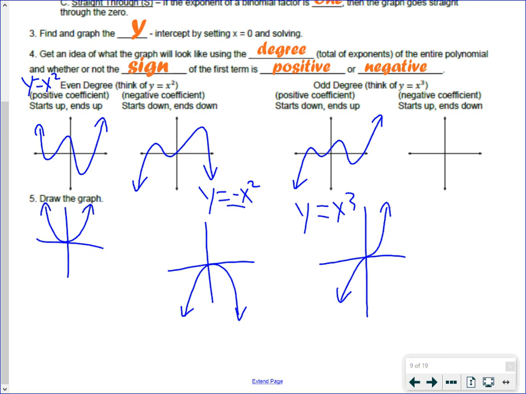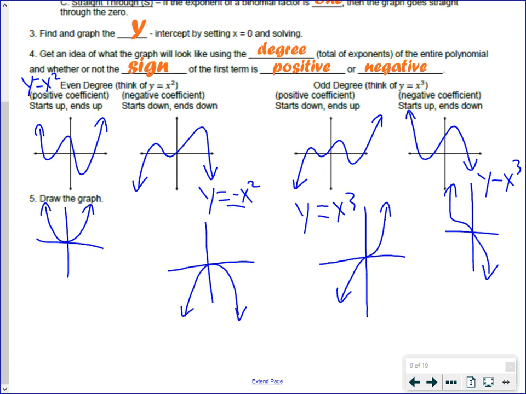For an odd degree polynomial with a negative coefficient, we can think of y equals negative x cubed, where it's just going to be the flip of the graph we just drew. That's not drawn very well, but the point is that it starts up and it ends down. So maybe something like that.